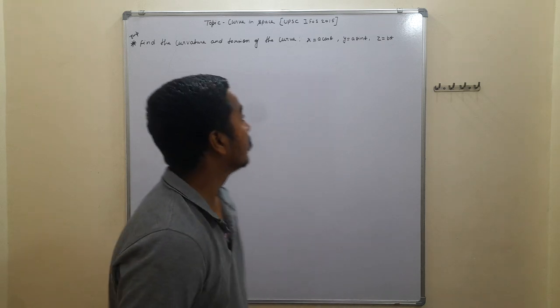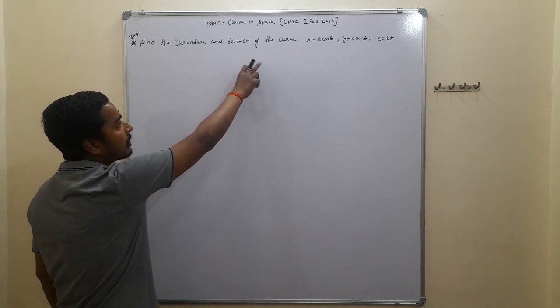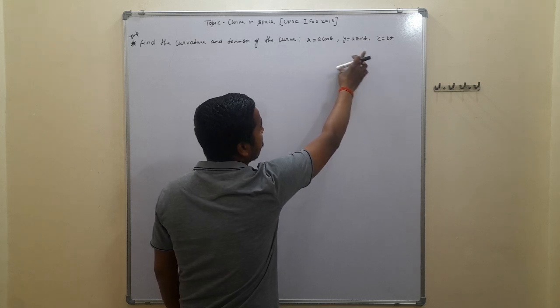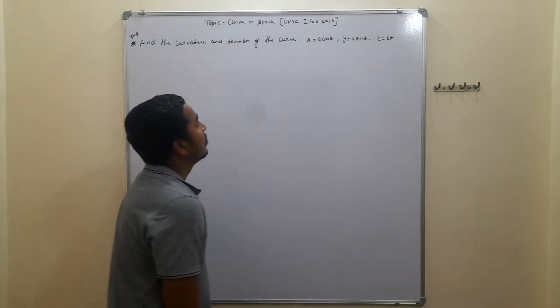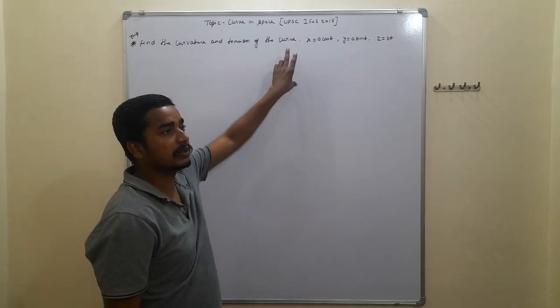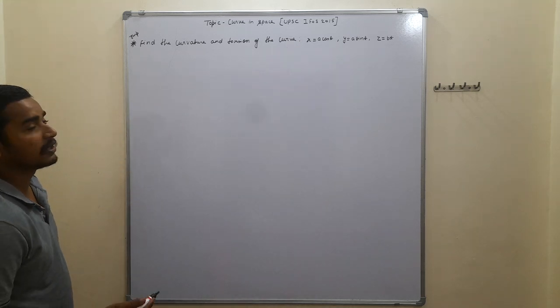Today we are going to solve a UPSC Maths optional question from the topic curves in space. The question is: find the curvature and torsion of the curve, where the curve is given by x equals a cos t, y equals a sin t and z equals bt. UPSC asked this in 2015 for the Indian Forest Service. It is also important for the Maths optional of UPSC. Let's solve the problem.